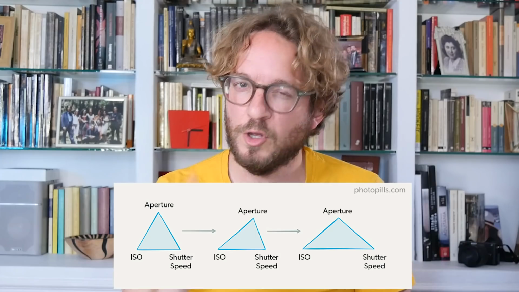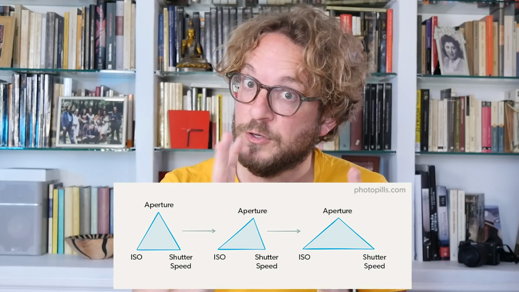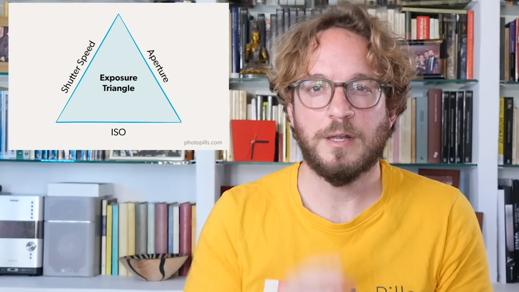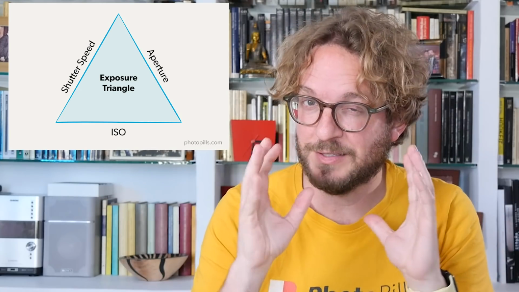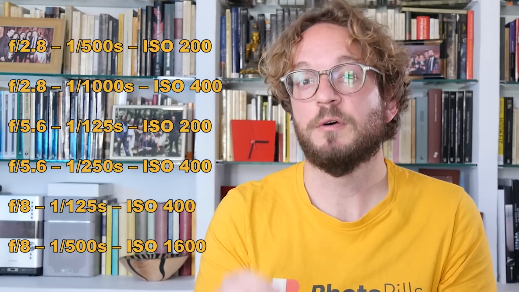Obviously, photography is not only about getting the exposure right. It's not only about setting the aperture, the shutter speed and the ISO that give you the correct exposure. There are multiple combinations of these settings that can give you the same exposure, but produce different images. For example, all these combinations produce the same exposure, but again, different images. It's what is called the reciprocity law, which I'll explain in a future video.